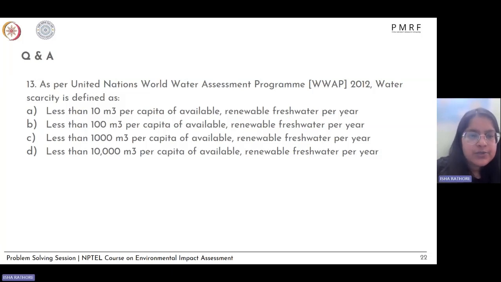So this is again a definition-based question. So the definition of water scarcity coming out of United Nations WWAP program. So the correct definition of water scarcity is when you have less than 1000 meter cube per capita of available renewable fresh water per year. So C is the correct answer.